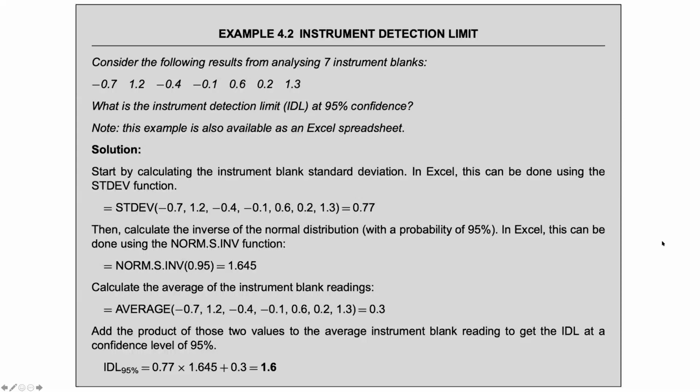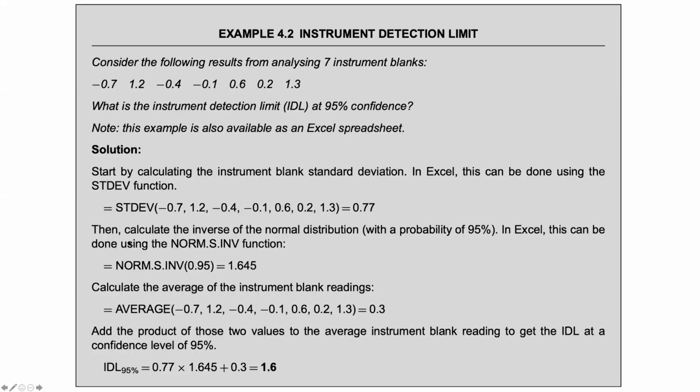So let's see an example here. This is all part of your assigned reading, but let's suppose that we have the following results from 7 instrument blanks. All right, so what is the instrument detection limit at 95% confidence? And if you take a look at the reading, this example is available as an Excel spreadsheet, so you can see how the calculations are performed. So we start by calculating the standard deviation of those 7 blanks. So we get the 7 values in Excel. The formula looks like this, and you get a value of 0.77.